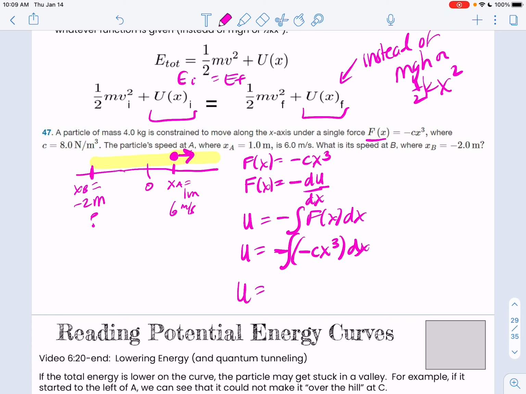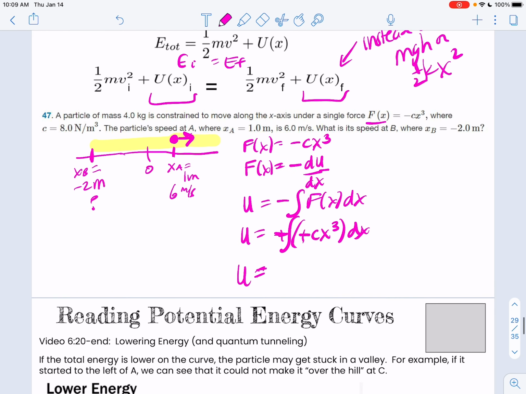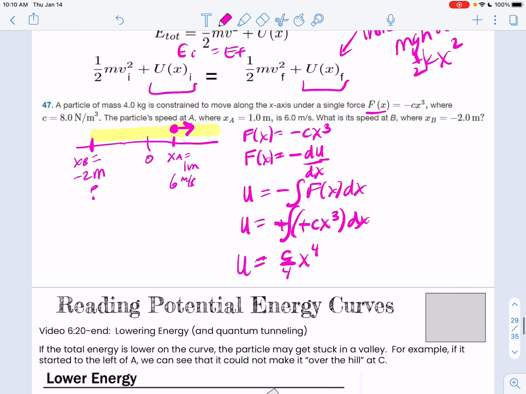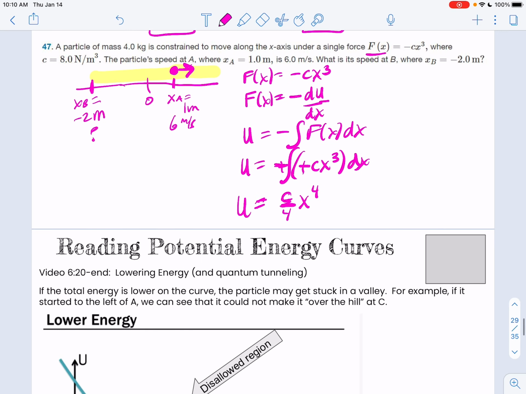If I integrate that, it's going to turn positive, because a negative force would mean a positive potential energy. Moving that 3 down, I'm going to have c over 4 x to the 4th. If you don't know how to integrate yet, just think about putting something that if you took the derivative, it would be the line above. I don't need to evaluate it because I'm keeping it in terms of x for whatever potential energy function I need. Since c is 8, that's 2x to the 4th as my potential energy function.